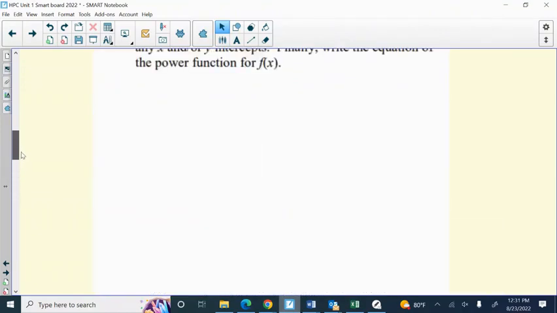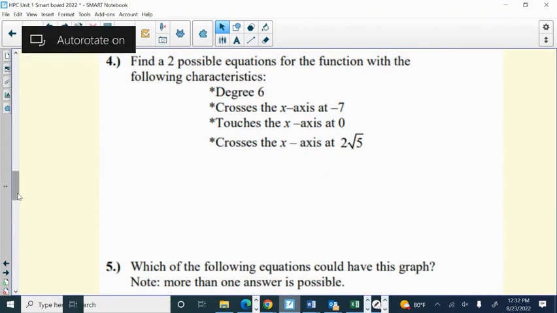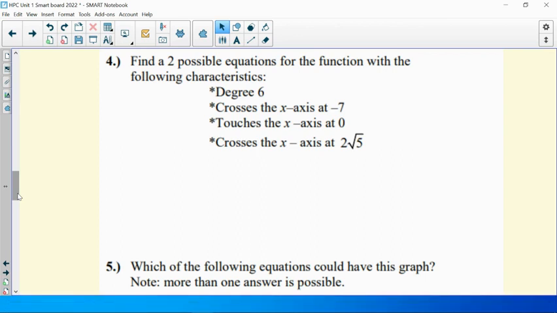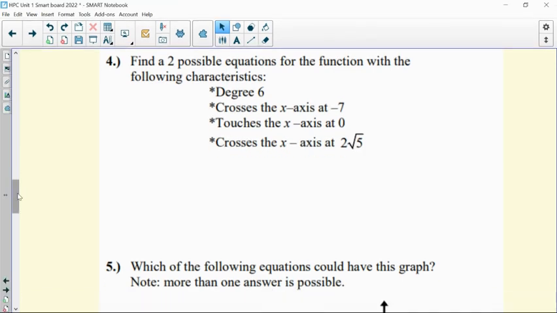Okay, so I want to go through one more video, kind of the same idea here, of using the behavior of the x-intercepts, using the end behavior to kind of either get graphs or equations and just kind of finish up this page. So for number 4, there's lots of possible answers, right? And then we're just going to find 2 of them. So it says find 2 equations that have the following characteristics.